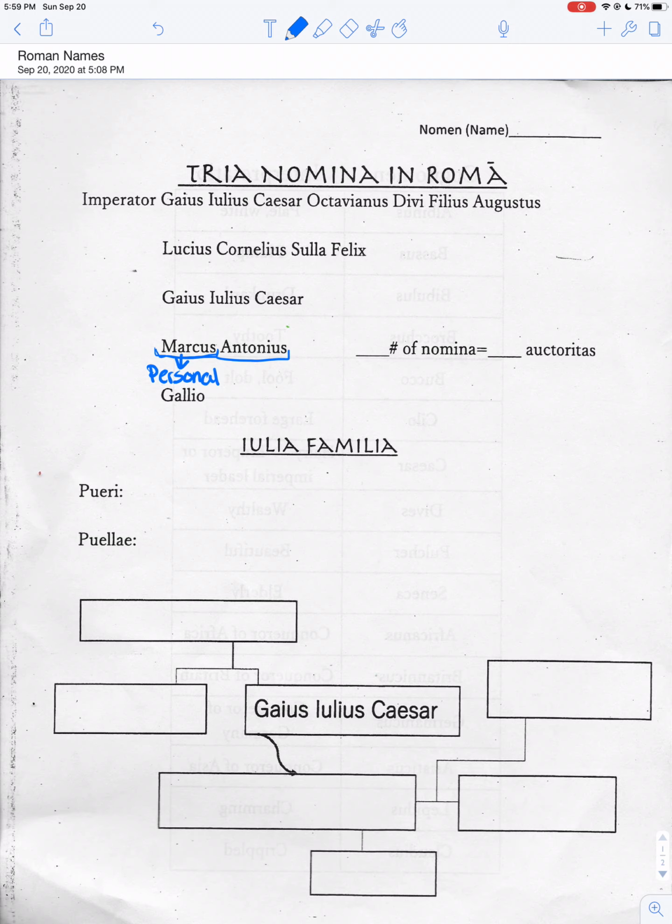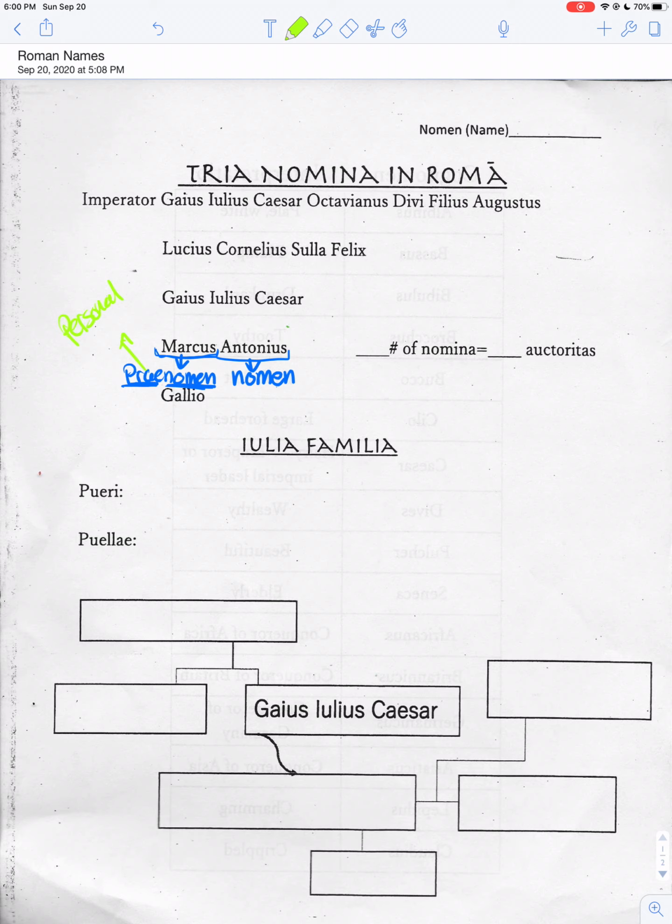And the Romans called their personal name the praenomen. So the praenomen was their first name. Pra as in before, the nomen. And the nomen was the second name that they had. So this Antonius would be his nomen. So if the praenomen was his personal name, so Marcus, that's who he is.